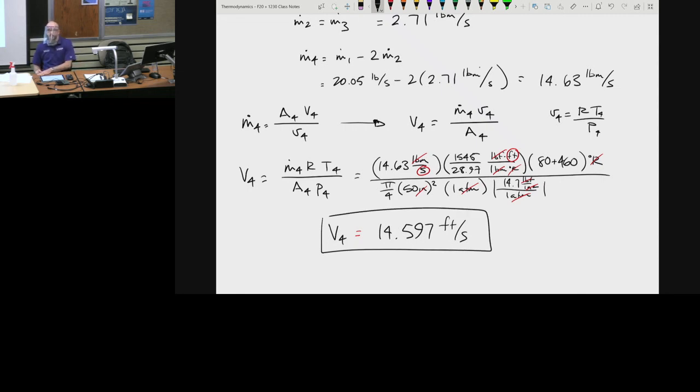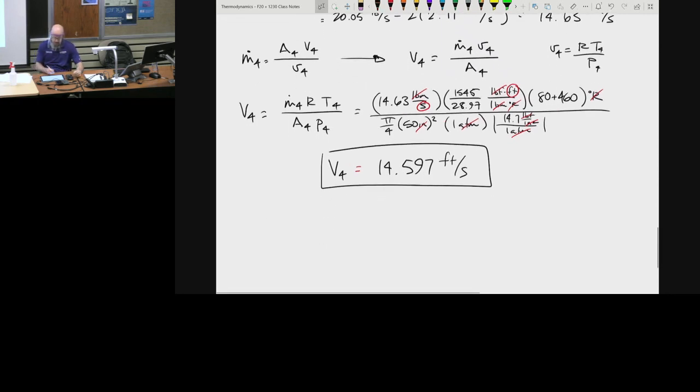Now there is one last thing that I want to talk about on this problem. We have said that mass flow rate 1 is equal to mass flow rate 2 plus mass flow rate 3 plus mass flow rate 4. That is true. That has to occur.